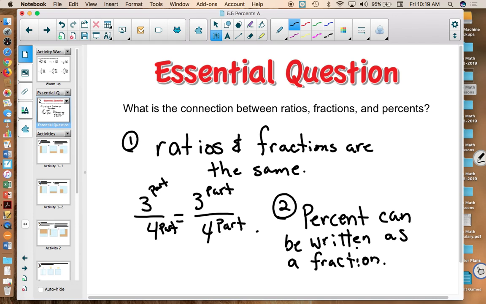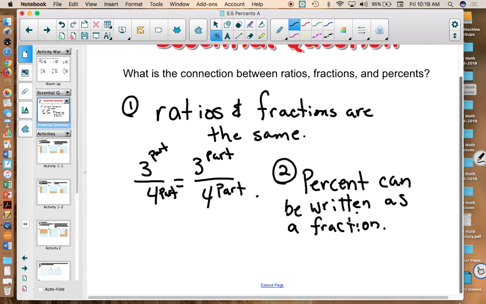Okay. How? How do I write a percentage as a fraction? How do I do that? How many of you say, I don't know? Okay. And that's where we're headed, okay? That's what we're going to discover. Hold that thought, okay, Cashton?